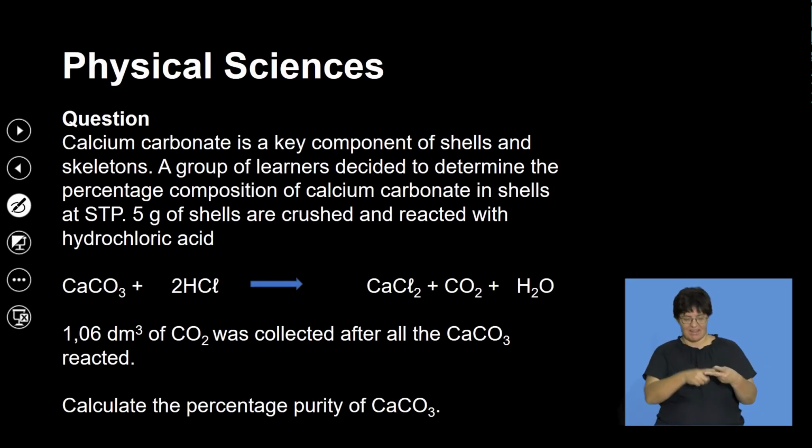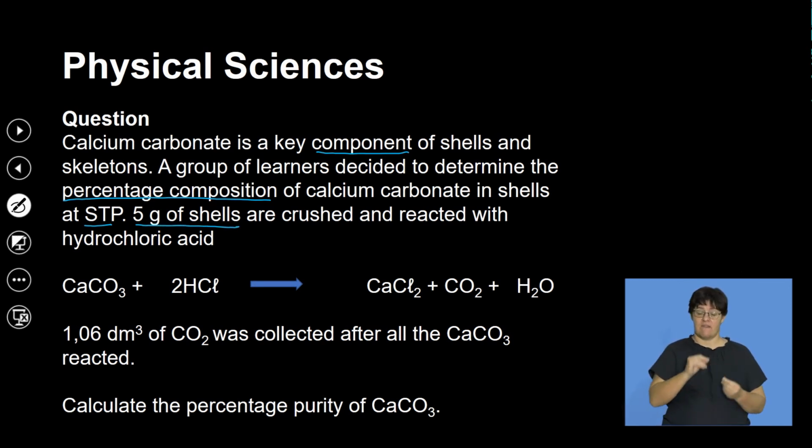And then let's shift our attention to a different scenario altogether. It says here, calcium carbonate is a key component of eggshells. If it says it's a component, it means the eggshells are made of calcium carbonate and other substances, which is very important for skeletons. And then a group of learners decided to determine the percentage composition of calcium carbonate in the shells at STP, standard temperature and pressure. So we've got a 5 gram sample of the shells which are crushed and reacted with hydrochloric acid according to the balanced equation of reaction.